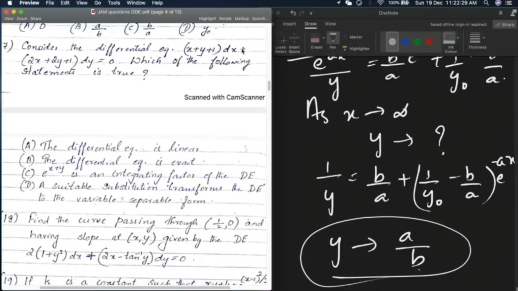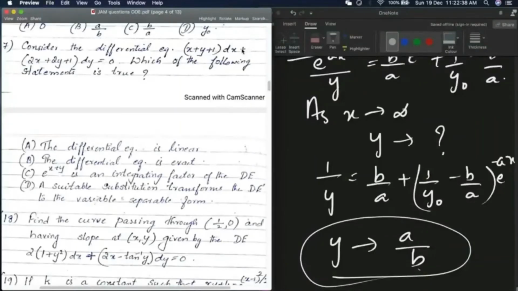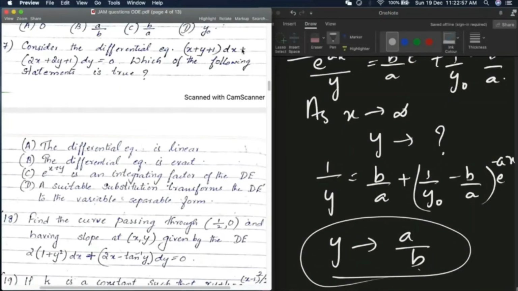I don't think the differential equation is exact. It's by observing itself. Dou m by dou y and dou n by dou x will not be the same. One is one and the other one will come two. Is it linear? No, it is also not linear. Dy by dx if you write, no, you cannot write it as dy by dx plus py is equal to 2. So a and b is ruled out.